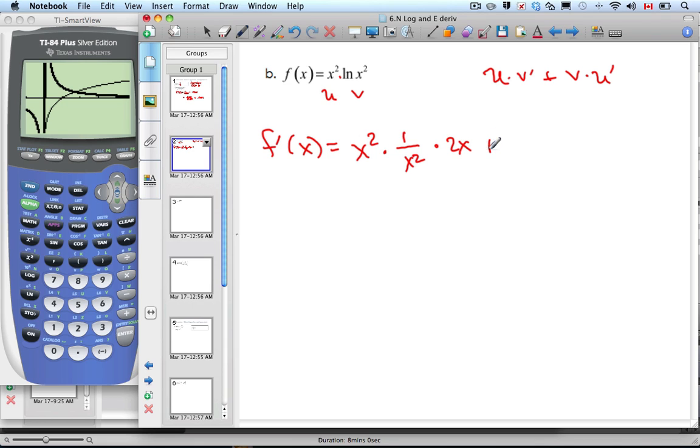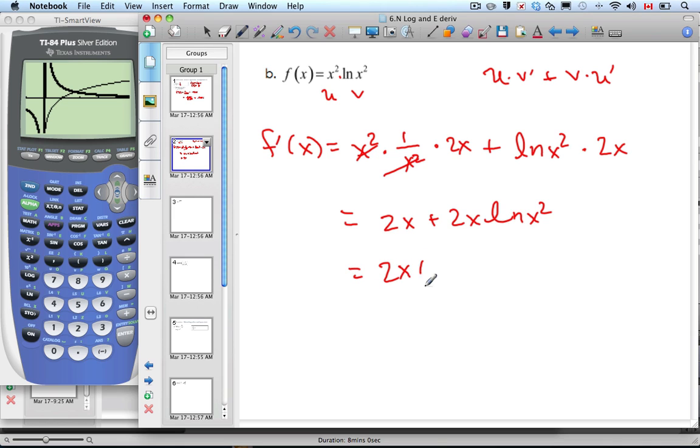plus v, which is the natural logarithm of x squared, times 2x. It's easy to make this one look a lot better. The first term simplifies to 2x over x, so we get 2x plus 2x ln x squared. And just for the sake of factoring, we could do this. There we go. Super. Okay, let's try another one.